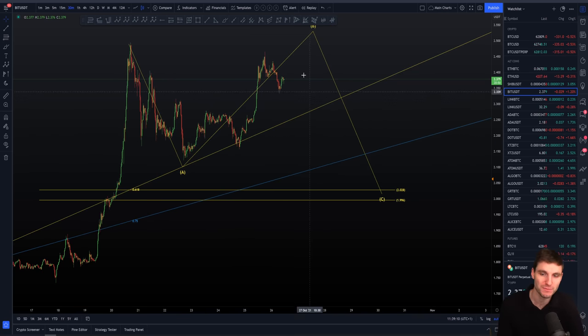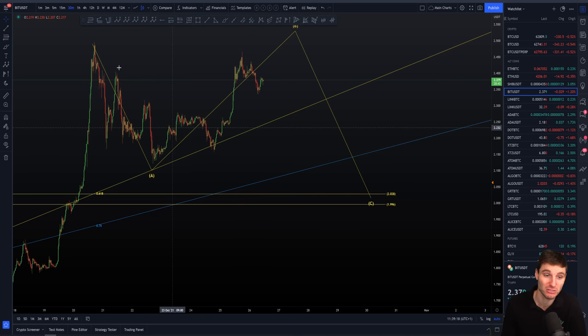Obviously, there are trades to be had here at higher prices, but I think it just requires a little bit of extra caution.